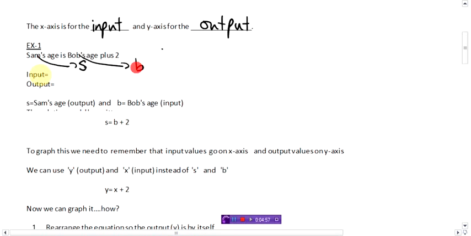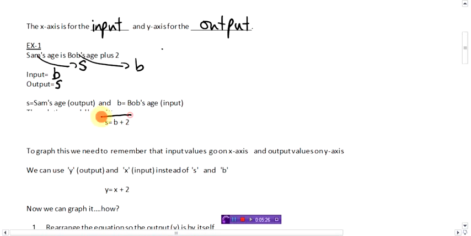The input here and the output. What is the output, what is the input? To figure out Sam's age, we need to put in Bob's age. So Bob's age is the input. So we'll put B for input, and what you get out is Sam's age. Sam's age is the output. Like it says here, Sam's age is the output, and Bob's age, B, is the input.